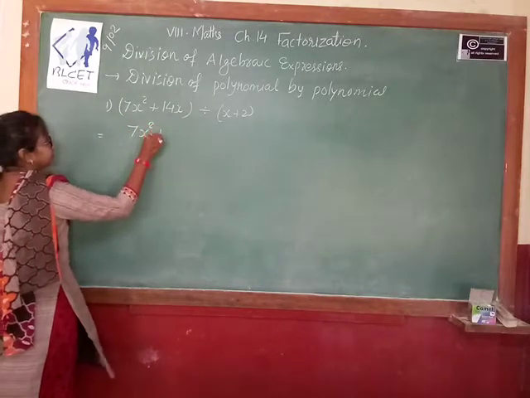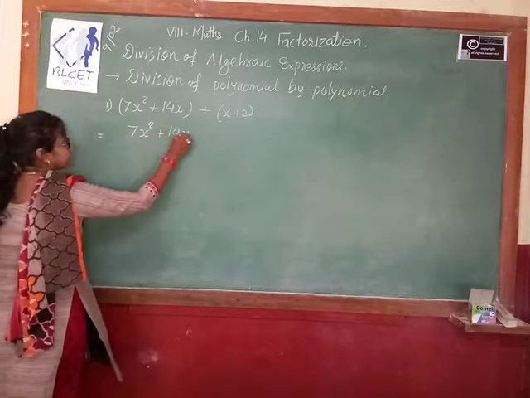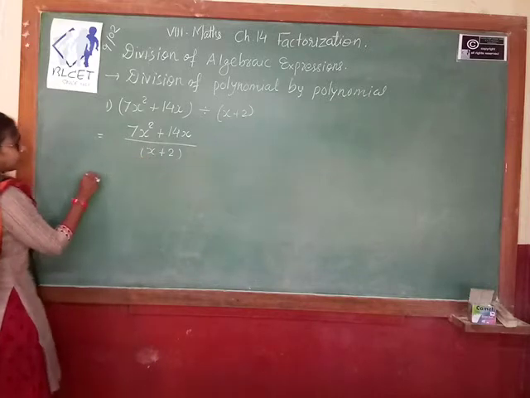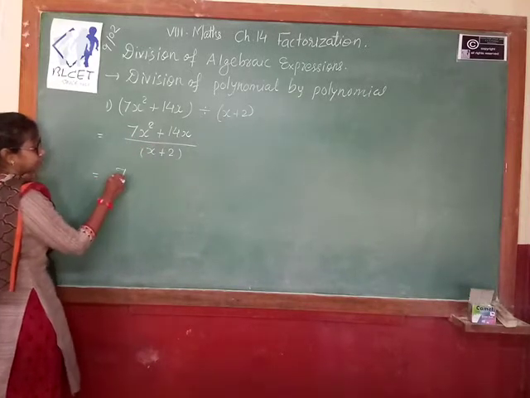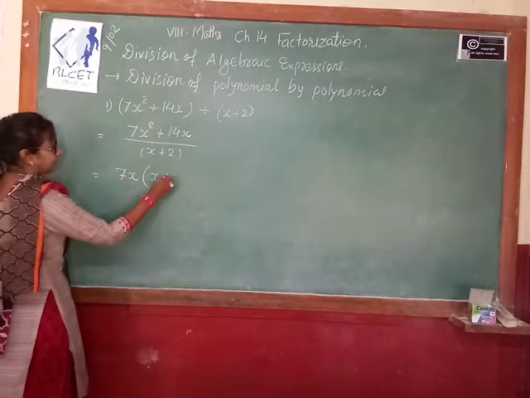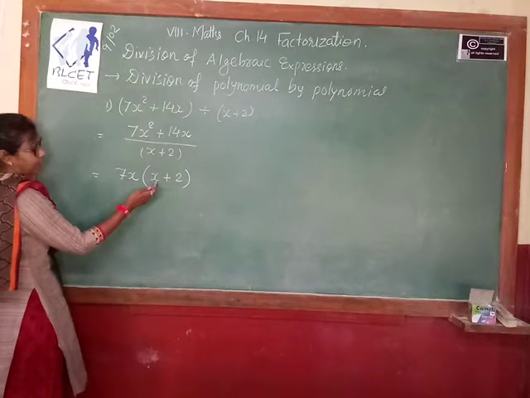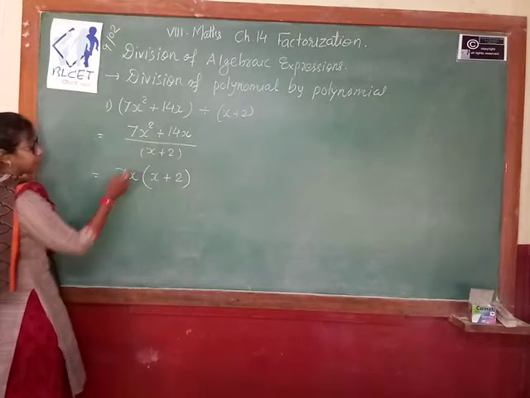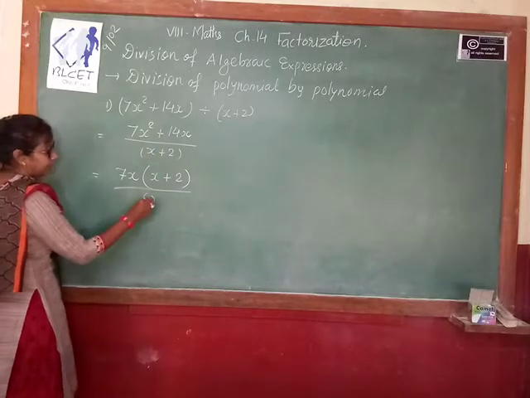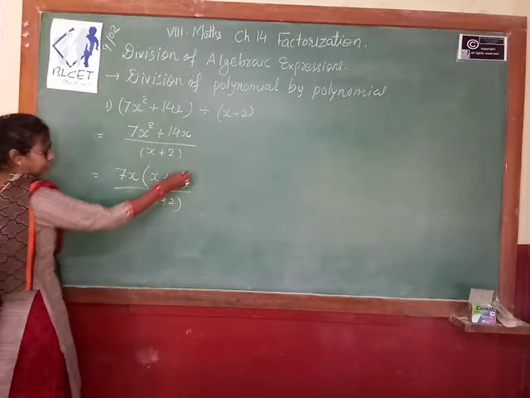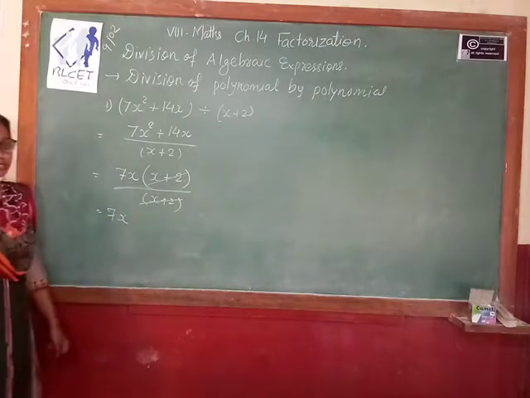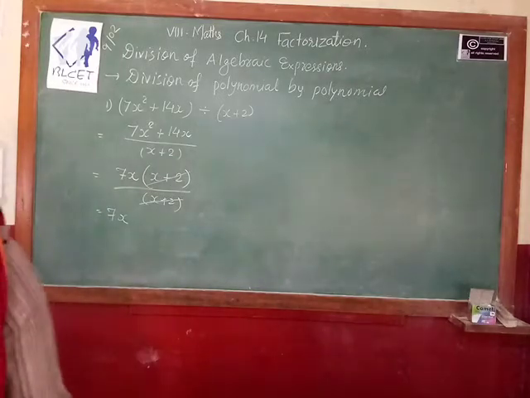7x square plus 14x divided by x plus 2. So 7 is common, x is also common, so 7x is common. What is left? x plus 2. 7x into x will give you 7x square, plus 7x into 2 will give you 14x. This way you can cross check your answer. Divided by x plus 2, now we know that this will get cancelled. So what is left? 7x. So this way we can do the cancellation and find the division.